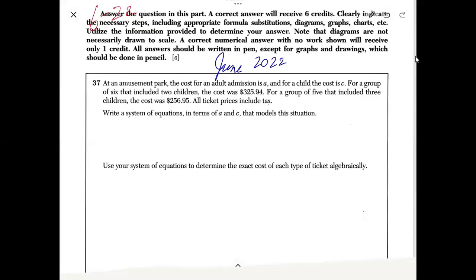Hey, you guys, this is Mr. H doing another word problem. This one is from the June 2022 Regents exam, 6 point question.